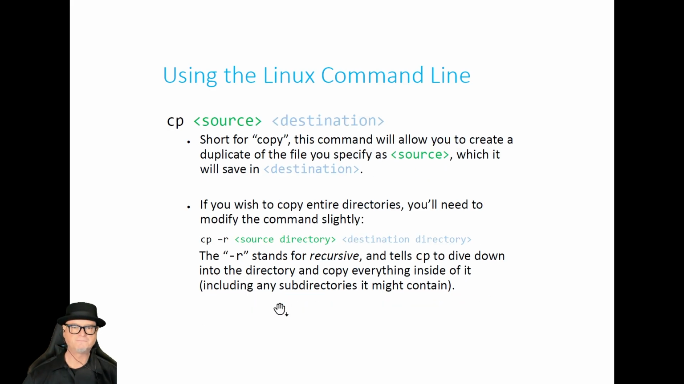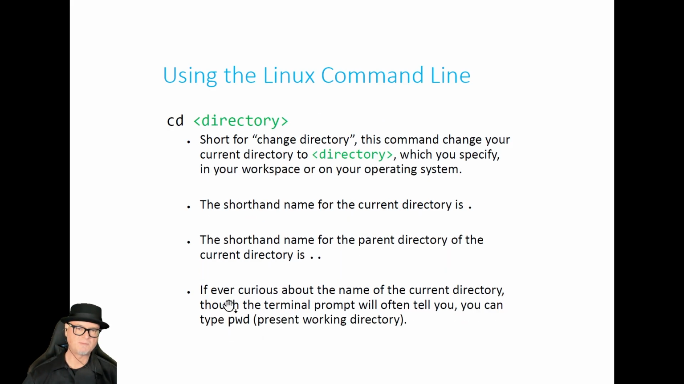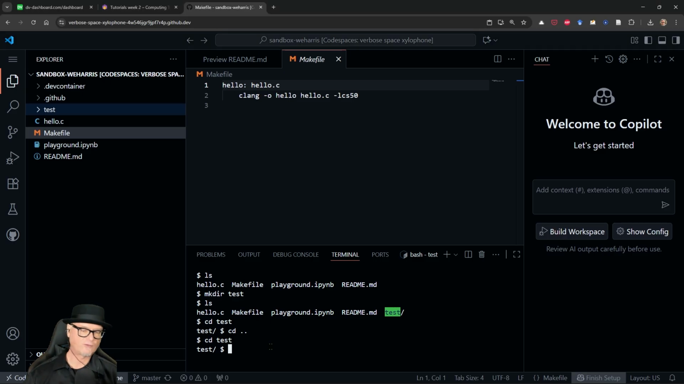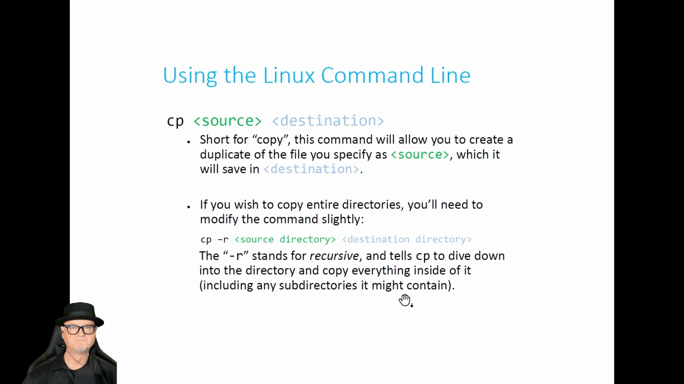And there was another little tool down here that's mentioned, the PWD. We can ask what our present working directory is, and it'll give us the whole path. So in this case, the virtual server is running in workspaces and in our repository, sandbox-we Harris, the name of my GitHub account, and we've made the directory test. So the PWD, sometimes if you have a lot of directories and you're navigating around, it's convenient to see where you are.